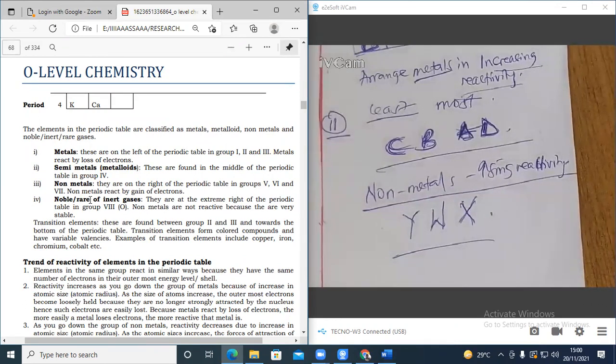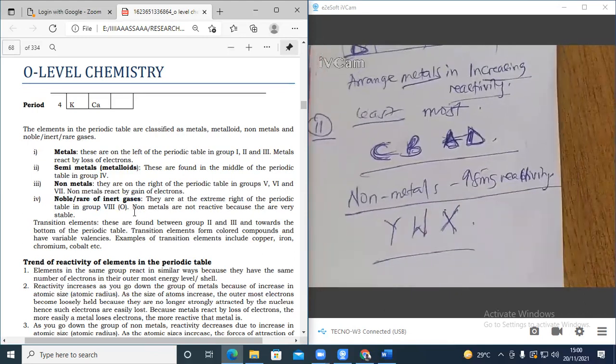So noble, rare, or inert gases all mean one thing. Inert means something is not reactive. It doesn't react at all. So they are at the extreme right of the periodic table, group 8. This is where you find them. They are not reactive because they are very stable. In group 8, all the electrons are full, so there is no reason why they would react. That's why they get the name inert elements.